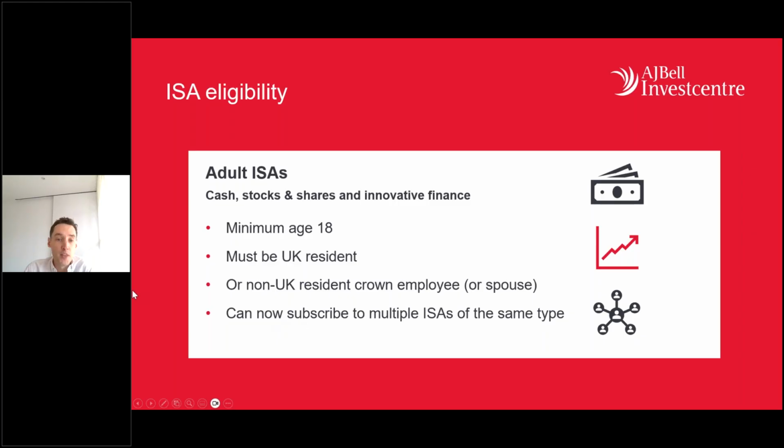That final bullet point there: you can now subscribe to multiple ISAs of the same type in the same tax year. Previously, that wasn't allowed. You could only have one of each type of ISA each tax year. If you subscribed to two stocks and shares ISAs, for example, the second one that you set up would be invalid and would have to be closed down. Not long ago, they relaxed that rule, so it is a bit more flexible in terms of having multiple ISAs spread across different providers if someone did want to do that. So there's a bit more flexibility.